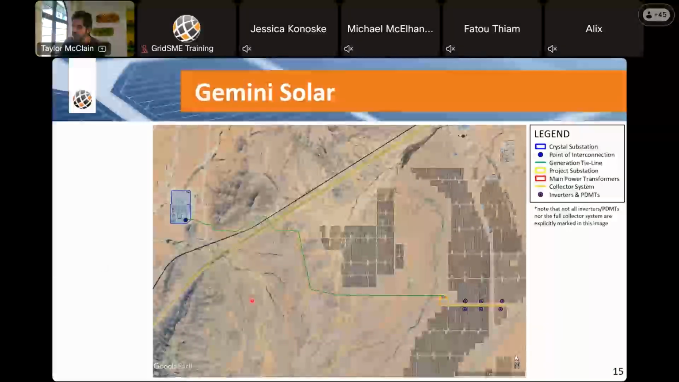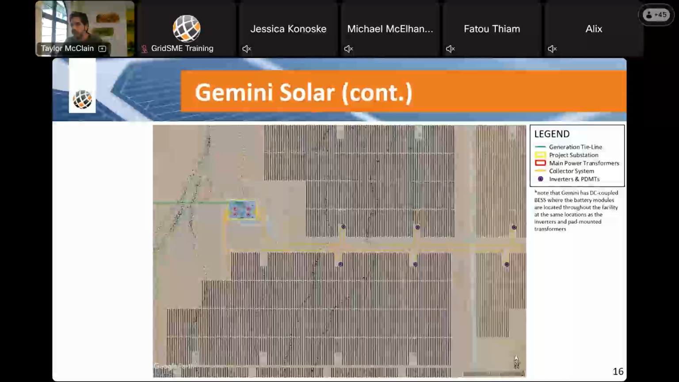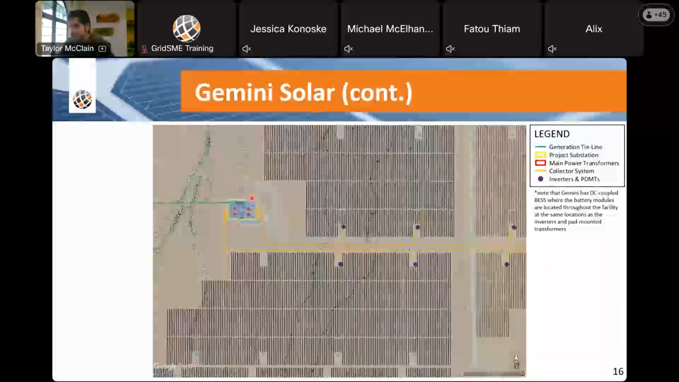And then I haven't gone and marked all of the collector systems and all of the inverters, but you can see very clearly where each of the inverters and pad mounted transformers would be located, or is located, throughout the rest of the facility. These are just marking the first couple here. So once again, POI, generation tie line to project substation. Within the project substation, we have the main power transformers, which you can see in the red squares there.